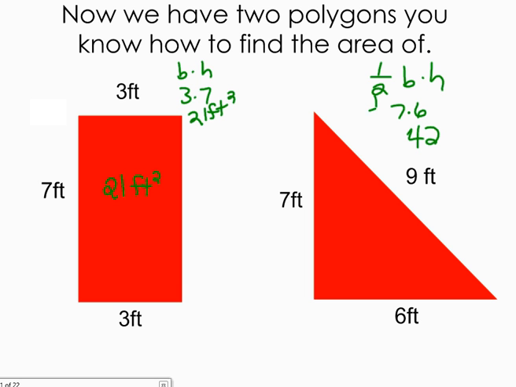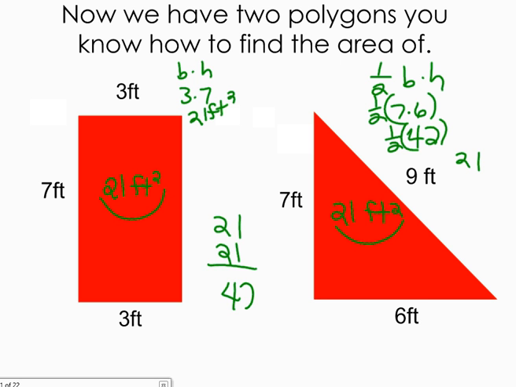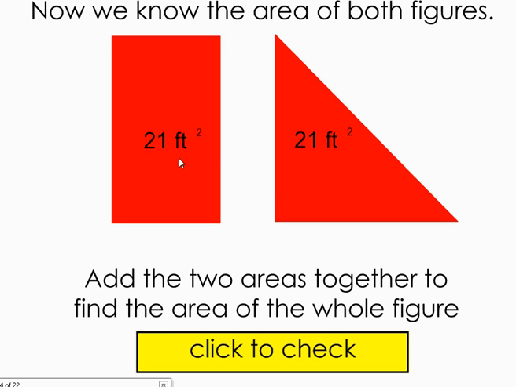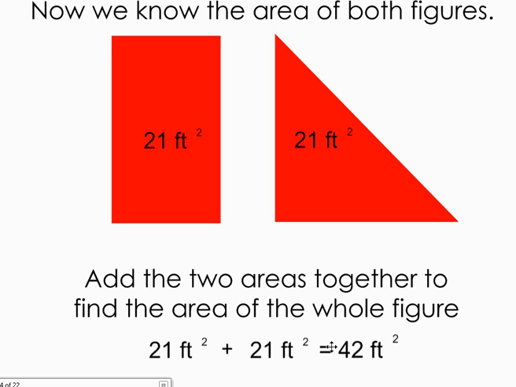But I need to find half. And half of 42 is 21. So I know this is 21 feet squared. Well, when I know that the area of this is 21 and the area of this is 21, and I'm trying to combine them, I'm going to add 21 plus 21. So my total is 42 feet squared. So if we check, I have 21 feet squared, 21 feet squared. 21 plus 21 is 42 feet squared. So that would be the area of my shape.